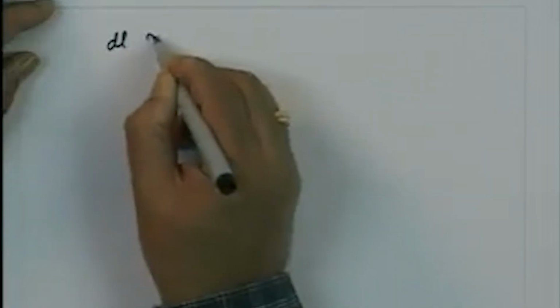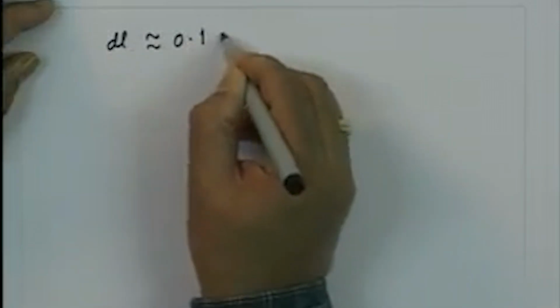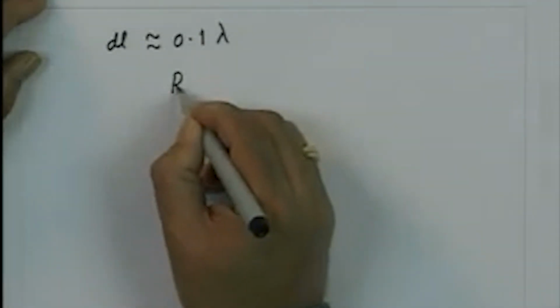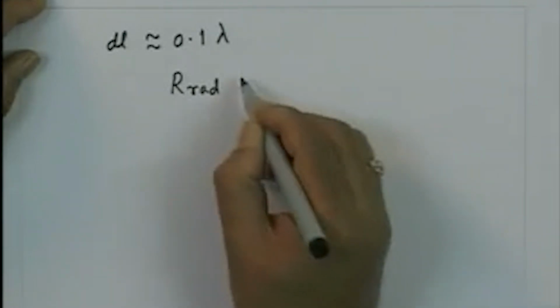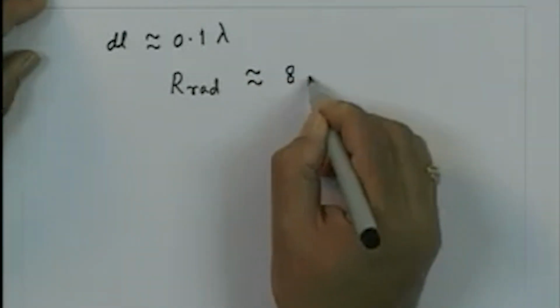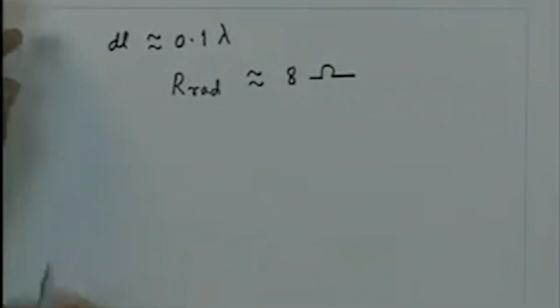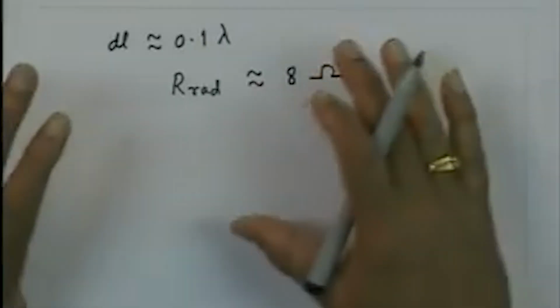This pi square will be approximately 10. So, the radiation resistance will be approximately 8 ohms. If I take dl approximately 0.1 lambda, then the radiation resistance for this will be approximately 8 ohms, which is a very small resistance.